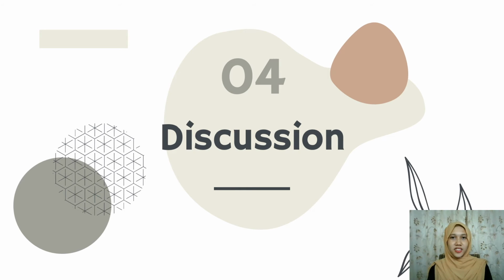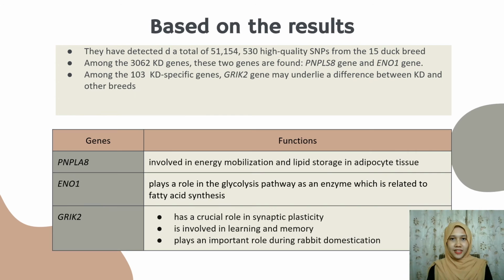Hi, I'm Azra Inshira binti Suhaimi, A169938, and I will continue on the discussion from this article. Based on the results, they have detected a total of 51,154,530 high-quality SNPs from the 15 duck breeds. They have also found 3,062 KD genes containing non-synonymous SNPs and further filtered the KD genes and obtained 103 KD-specific genes.